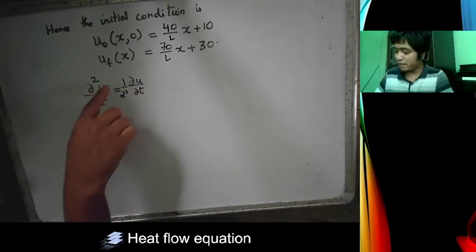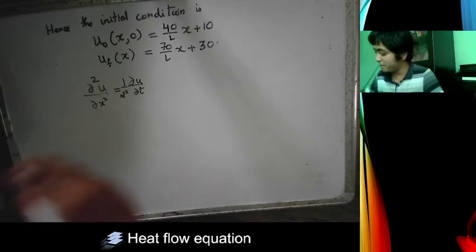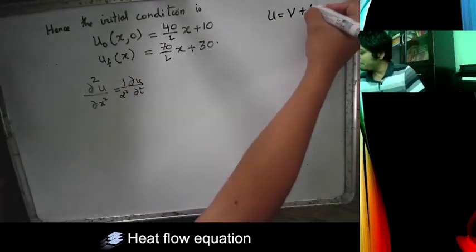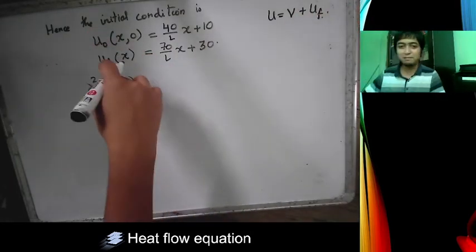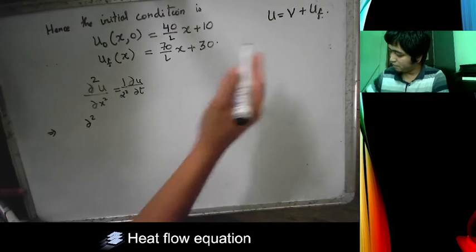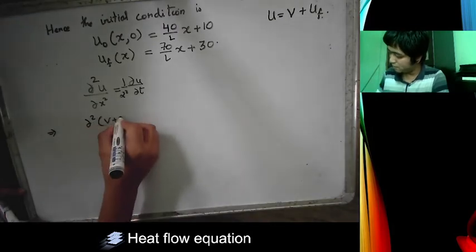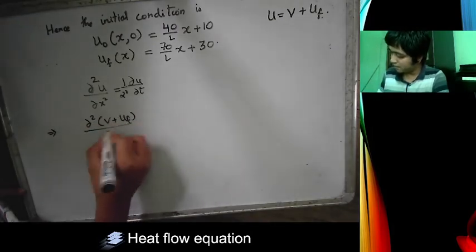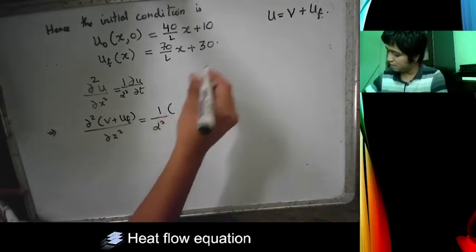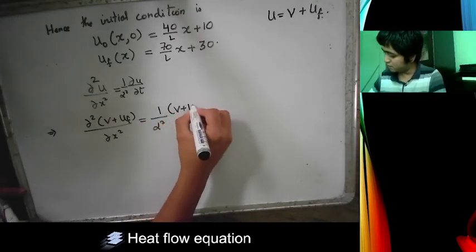But now remember that u, we have written it as v plus uf. So let's substitute it here. What will we be getting? del 2 of v plus uf by del x squared equals 1 by alpha squared del of v plus uf.